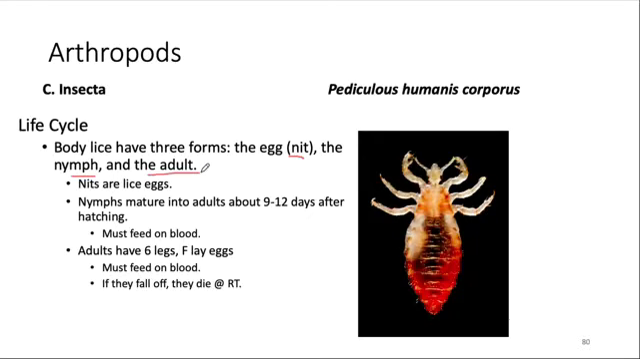So the nits are lice eggs. The nymphs will mature into adults 9 to 12 days after hatching, and they have to feed on blood. The adults also have to feed on blood. And so the moment they fall off from their hosts, they literally die.